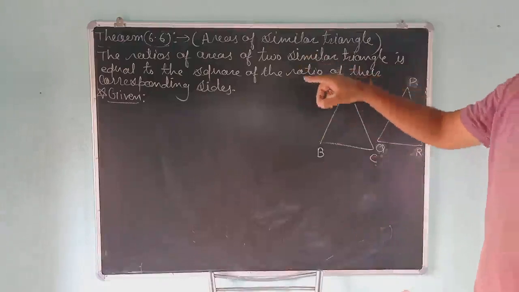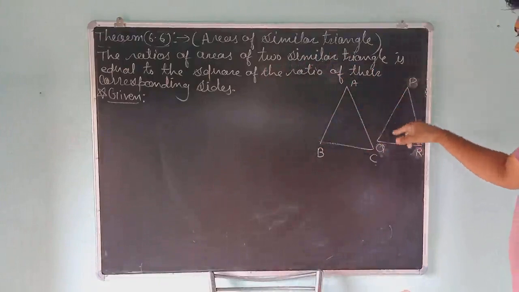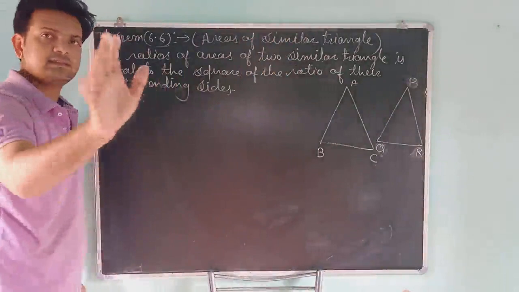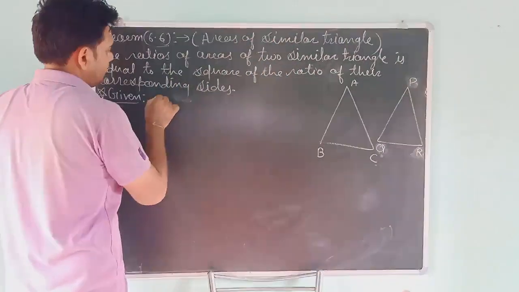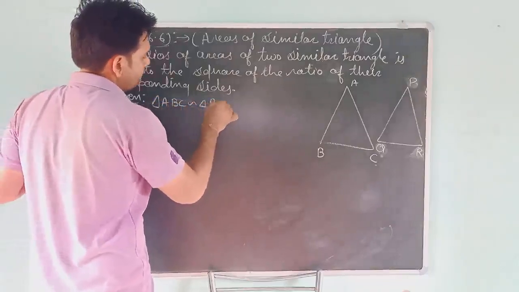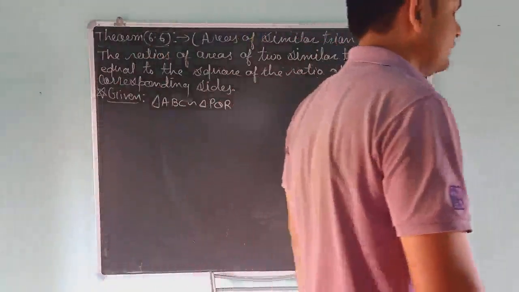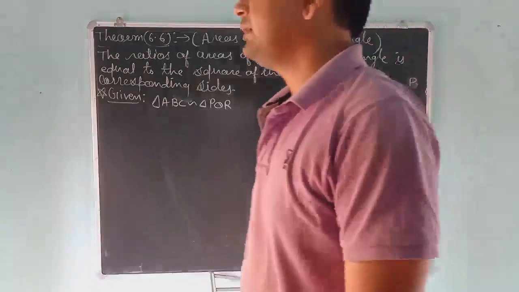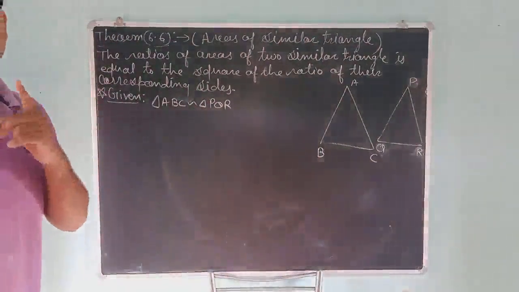And according to the question, two similar triangles. That means triangle ABC and triangle PQR, both triangles are similar to each other. This is our given: triangle ABC is similar to triangle PQR. Students, you know this very well. If two triangles are similar, then their corresponding angles are equal and corresponding side ratios also will be equal.